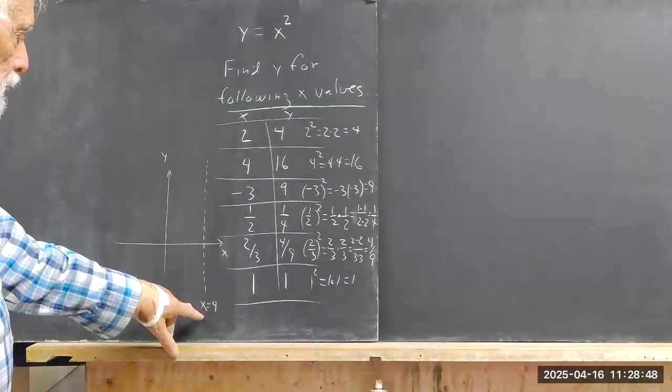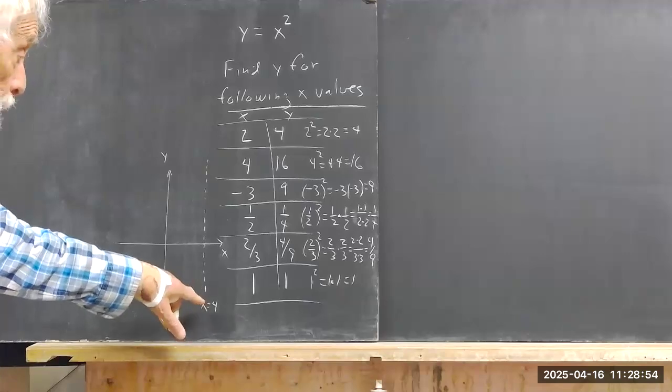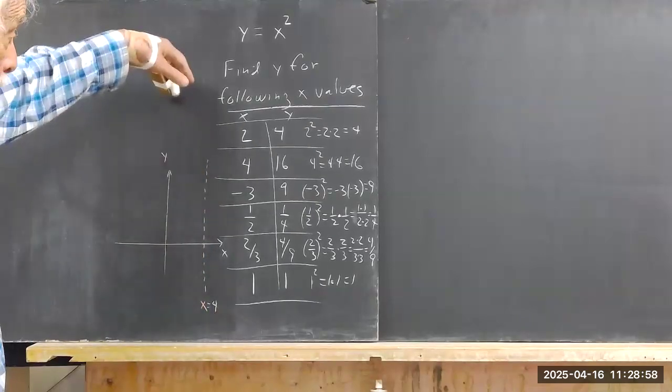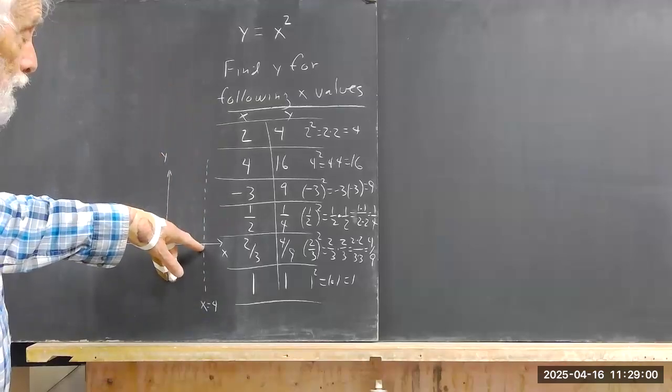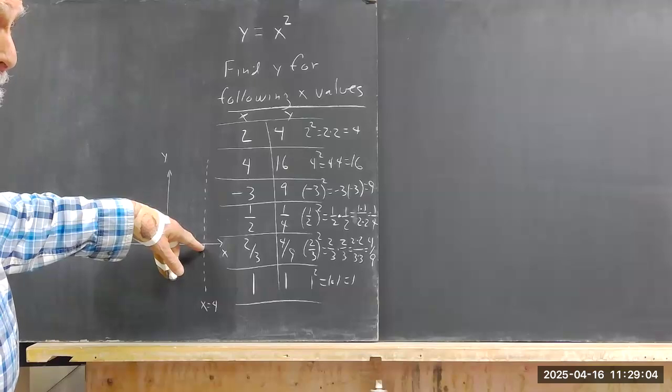This dotted line here, I declare to be the line where X equals 4. For any point on this line, we say its X coordinate is 4 because it's directly above or below 4 units on the X axis.